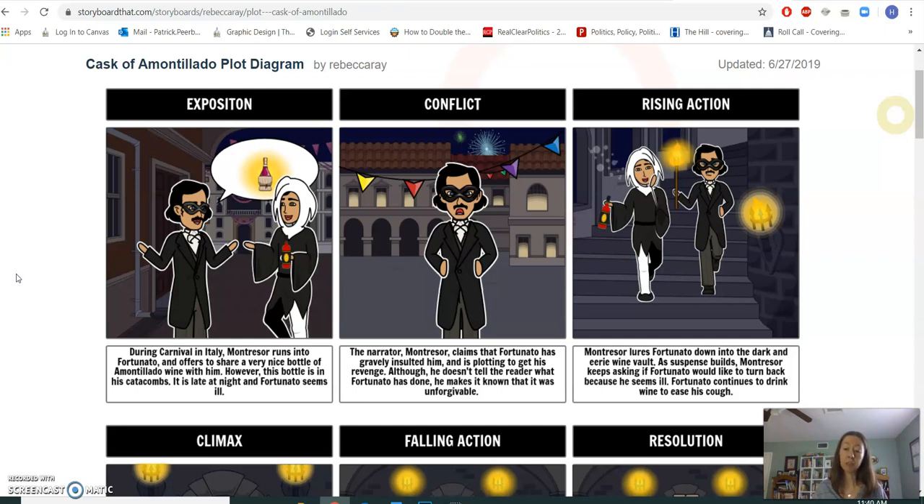So the rising action is when Montresor meets Fortunato out in the streets partying. Fortunato, whose name means the fortunate one, is dressed in a sort of jester's costume, in a cap and bells and things like that. And Montresor, whose name means he who shows you your fate, is dressed all in black.